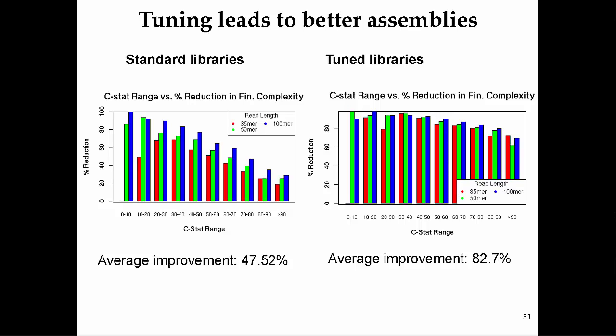On the screen you can see the results of this experiment. On the left are the results for standard mate pair libraries. The height of the bars indicate how much of the ambiguity was resolved, and the x-axis corresponds roughly to how difficult the genomes are. On the right are the results for the tuned mate pair libraries. As you can see, these libraries led to much better improvements in the assemblies.